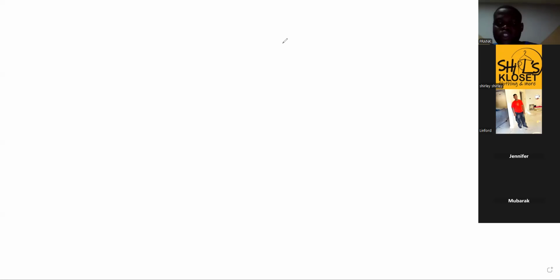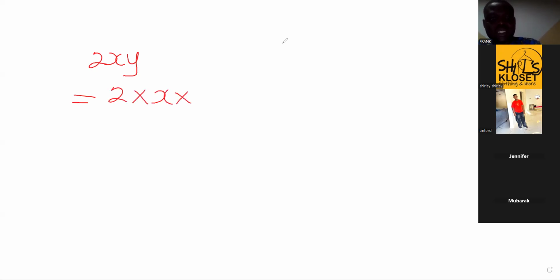How do you know parts of a term? Parts of a term is only possible by multiplication. So for instance, if I have 2xy, how many terms are in this expression? Just one, right? 2xy is just one single term. But 2xy can be seen as 2 times x times y, right?